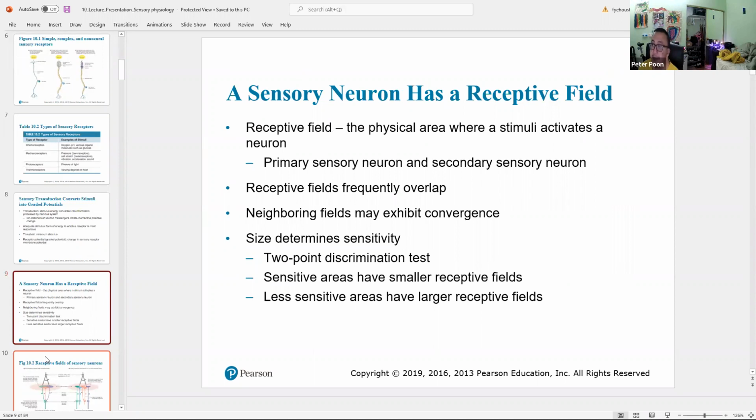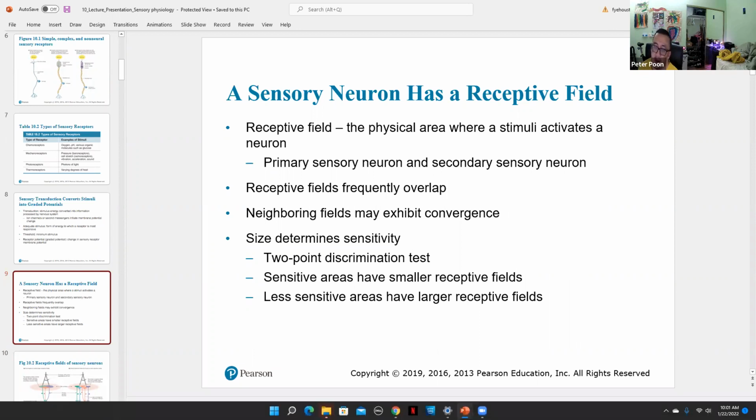More definitions that you have to understand: a receptive field. Every sensory neuron has a particular receptive field. Some receptive fields are really large, some are really small, and it depends on where you are in the brain and in the body. The more sensitive areas have smaller receptive fields, and the less sensitive areas have a larger receptive field.